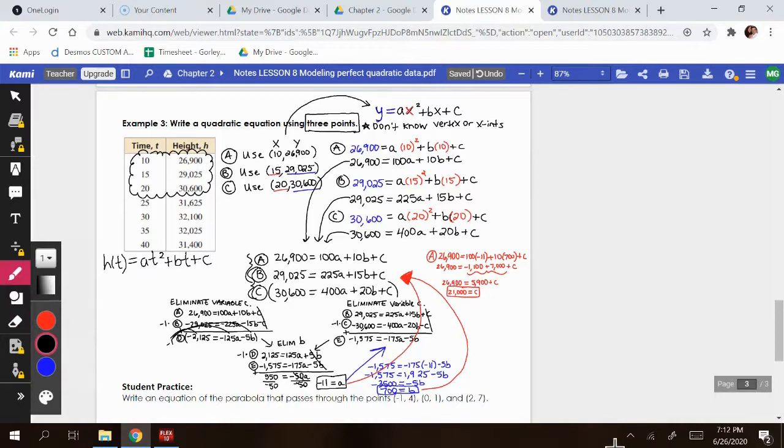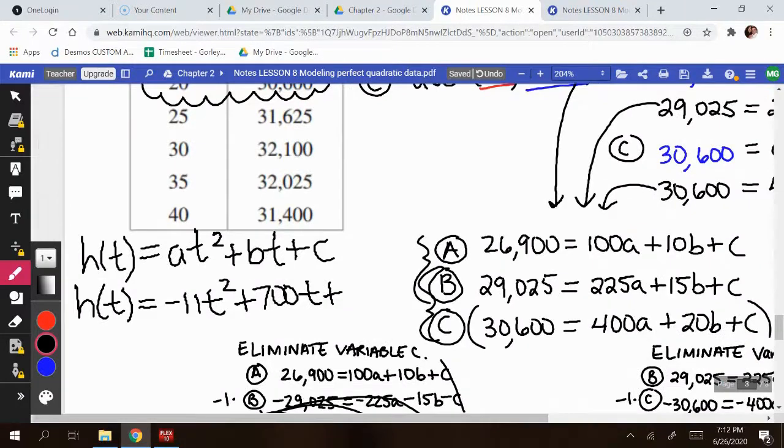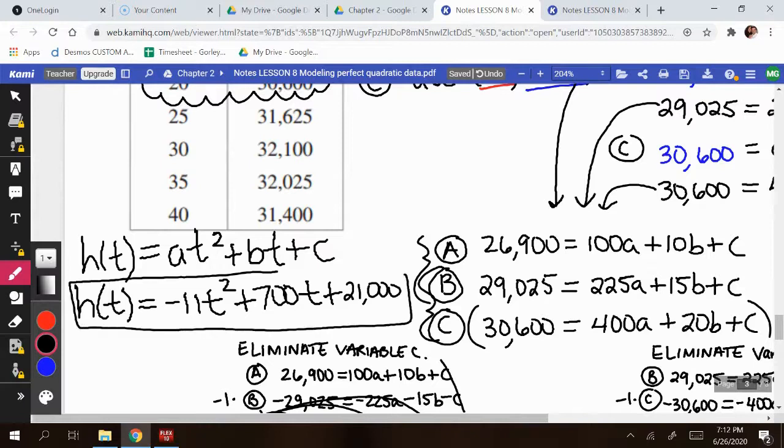Okay, and what did we get for A? A was negative 11. What did we get for B? B was 700. And what did we get for C? 21,000. Okay, and that's what I would put for h of t.